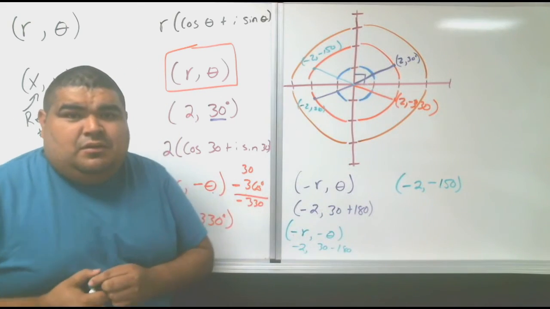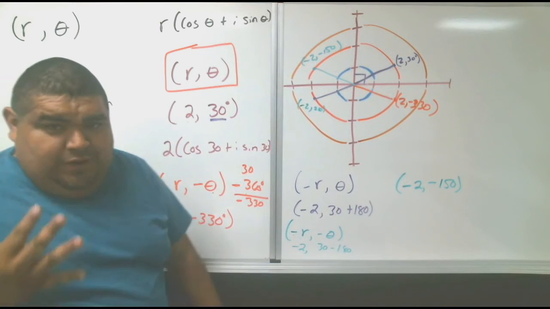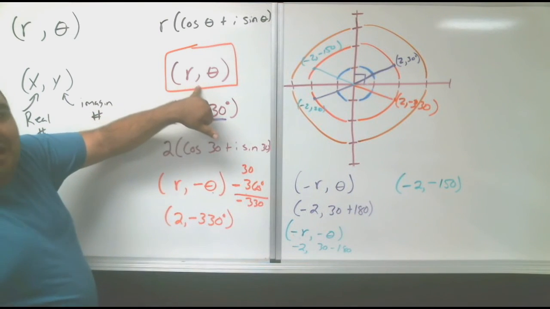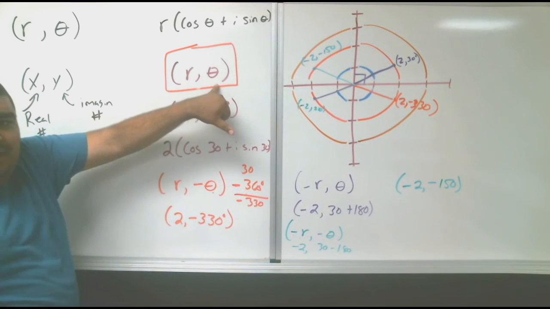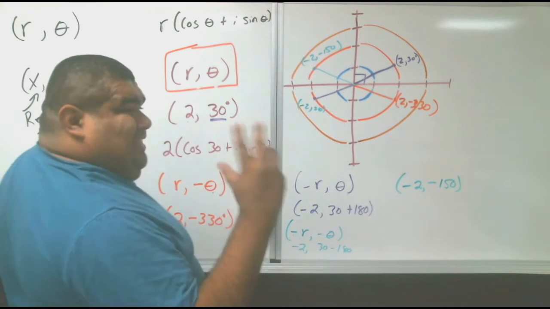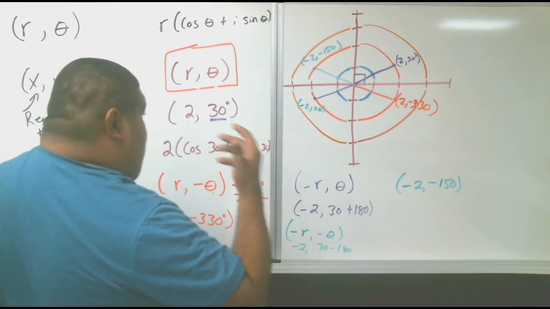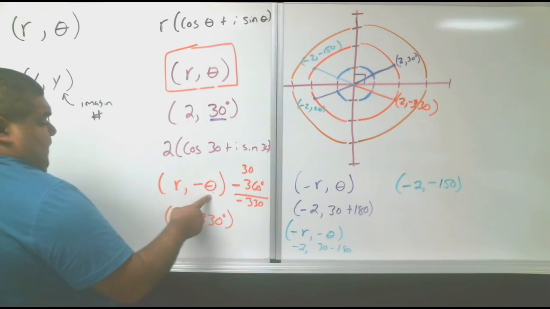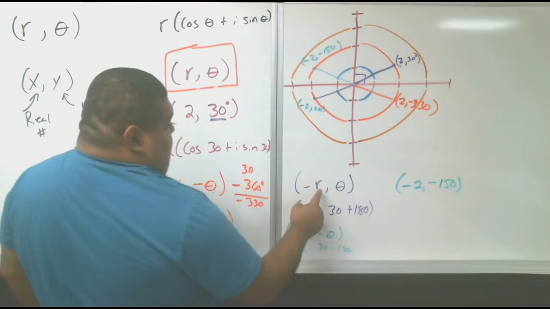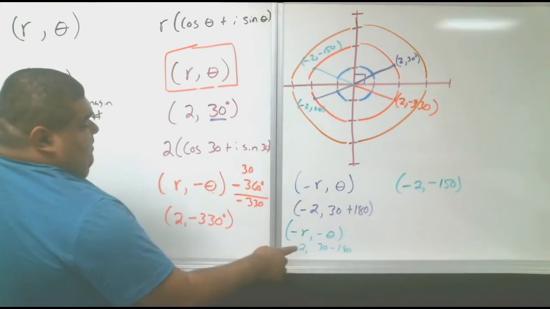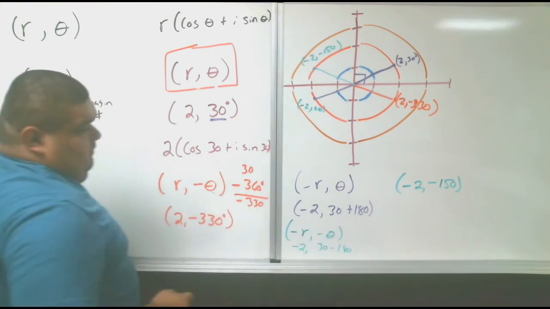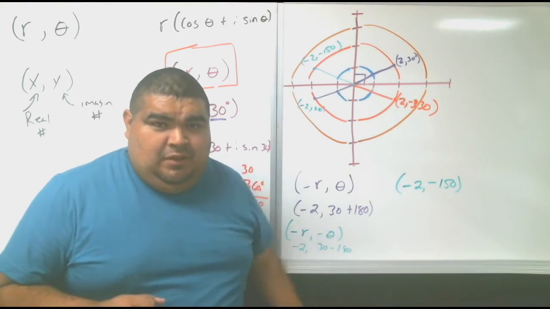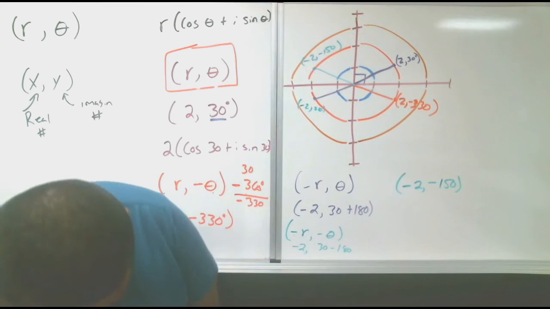So there are 4 different ways. There is the original, which is r, comma, theta, which I'm technically going to give you. All you really have to find is r, comma, negative theta; negative r, comma, theta; and negative r, comma, negative theta. You have to show me how it looks on the unit circle.